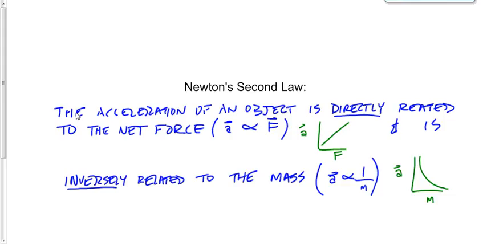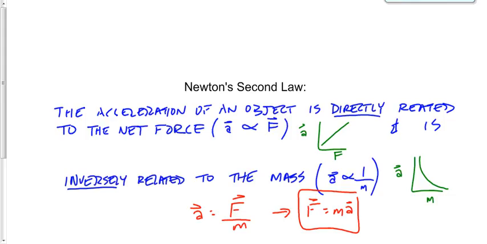We can combine these two ideas relating force to acceleration and mass to acceleration and write it out as one equation. A is equal to F over m. That's Newton's second law. This is the way we usually see it written, however, and this is the way that it appears on our data sheet: F is equal to m times A. Whenever you see that, remember that this is Newton's second law.